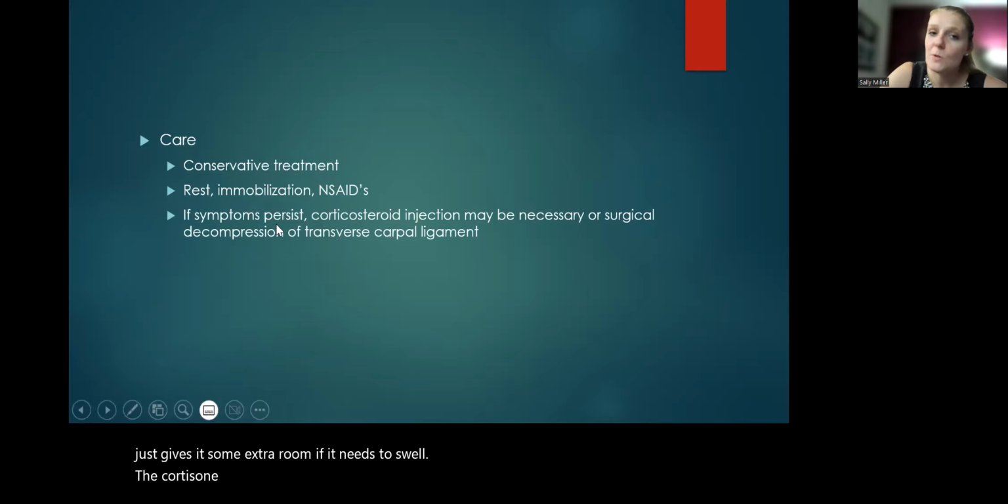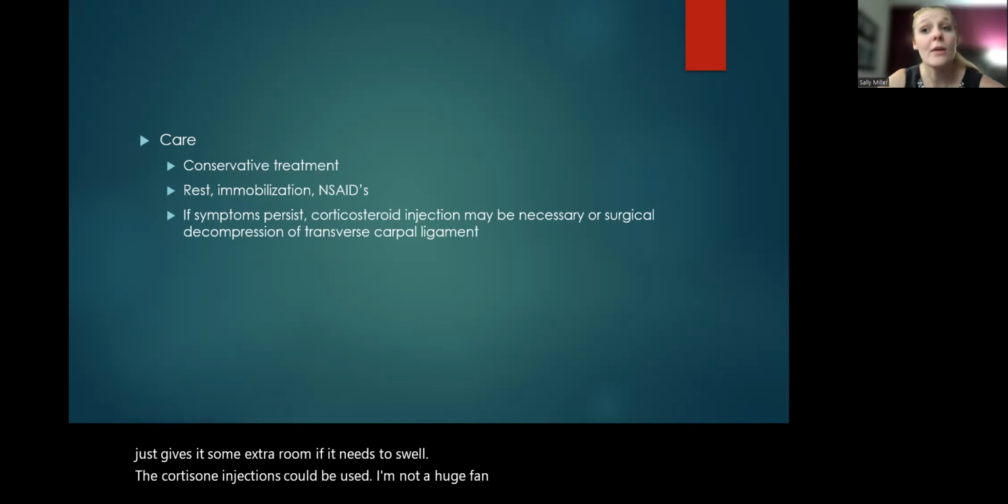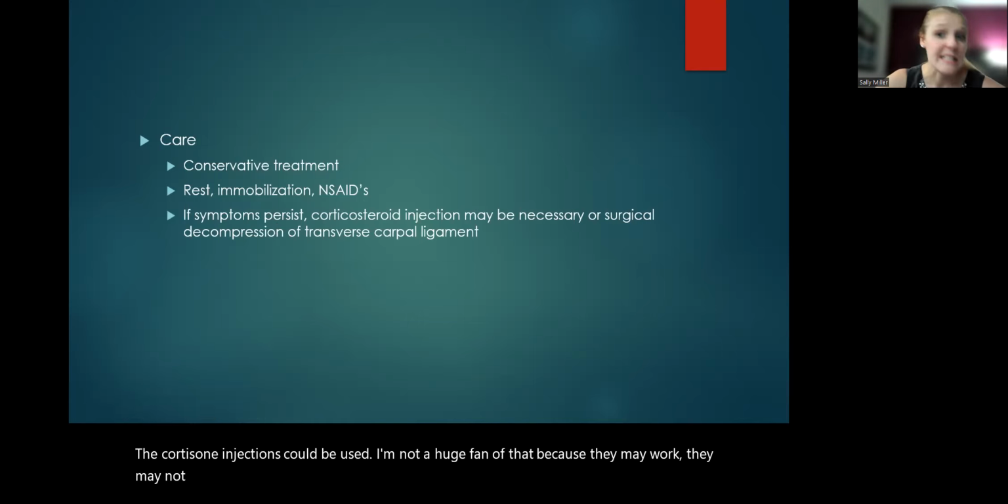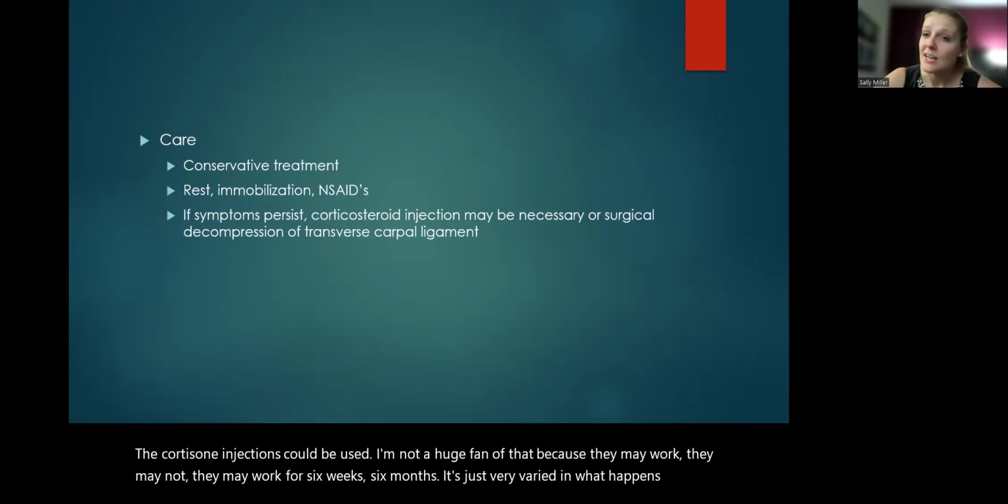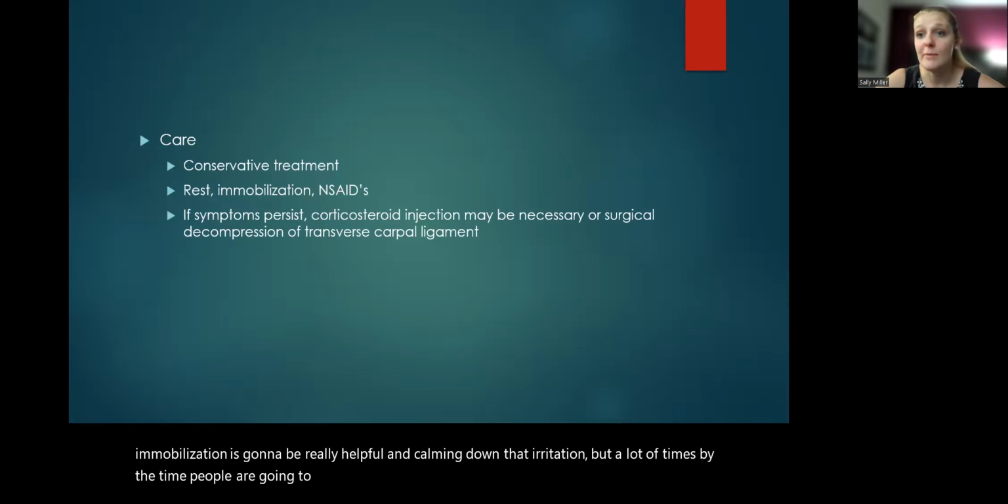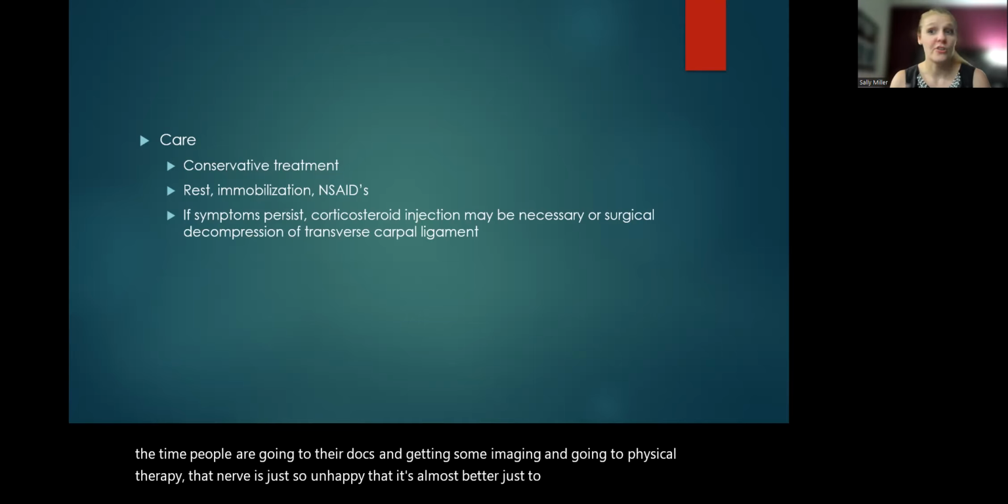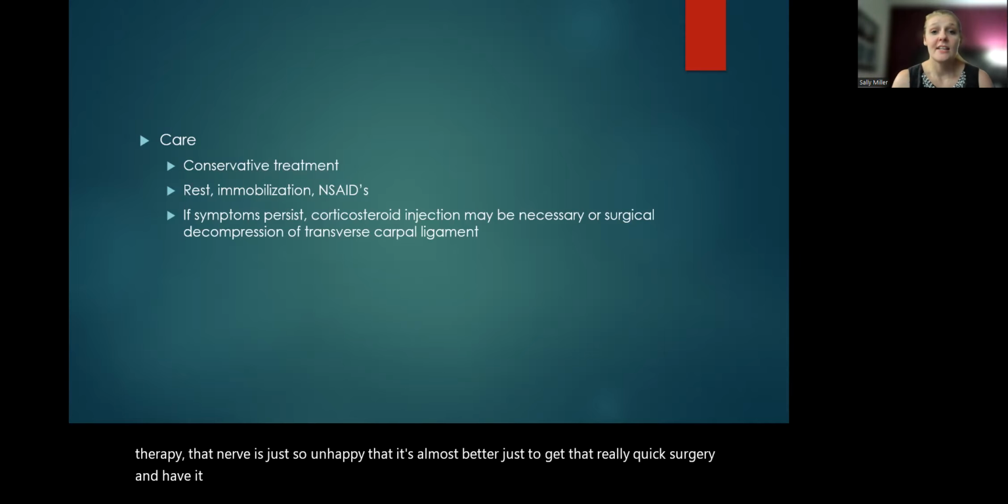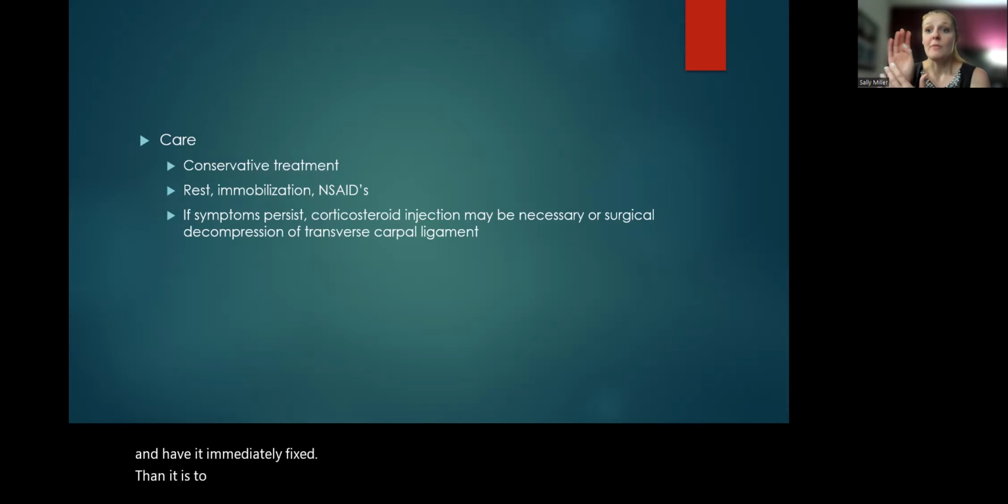Cortisone injections could be used. I'm not a huge fan of that because they may work, they may not. They may work for 6 weeks, 6 months. It's just very varied in what happens. So immobilization is going to be really helpful in calming down the irritation, but a lot of the times, by the time people are going to their docs and getting some imaging and going to physical therapy, that nerve is just so unhappy that it's almost better just to get that really quick surgery and have it immediately fixed than it is to wait for the muscles in your hand to start to fatigue and then start to address it.